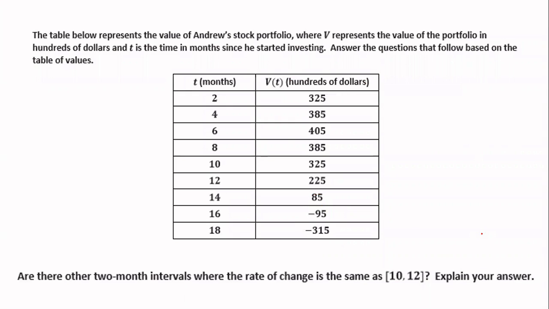Are there 2-month intervals where the rate of change is the same? Yeah, just find one that's got the 100 difference again. So it'd be between 0 and 2 would be the same. I don't think any other ones are the same, are they?